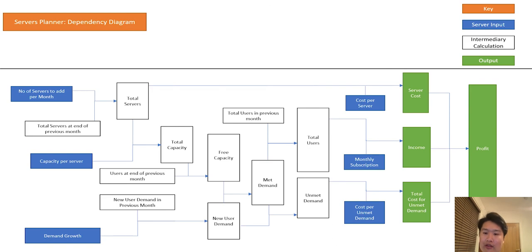There are three key elements: server input, intermediary calculation, and output. And we can use different colors to divide them. These arrows show the relationship between different elements. In this process, given the capacity per server and demand growth, the number of new servers actually matters, because it indirectly determines the free capacity, which has a big impact on income and cost of unmet demand. So we can achieve the optimal free capacity by controlling the number of new servers and finally reach the goal of optimal user volume or maximum profit.